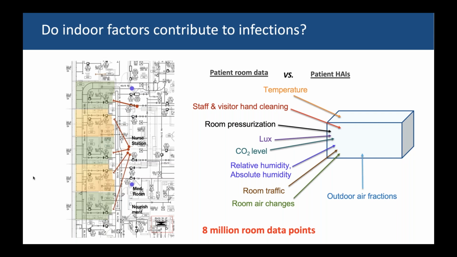So you can see temperature, hand hygiene, pressurization, lux, CO2, humidity, traffic, room air changes, and outdoor air ventilation. I found out about this study and said, hey, I'd like to look at patient infections in those rooms. So I had about 300, 350 patient outcomes to correlate with those factors. So we sent our data off to our MIT statistician to see if there were any correlations. So just think about that for a sec.